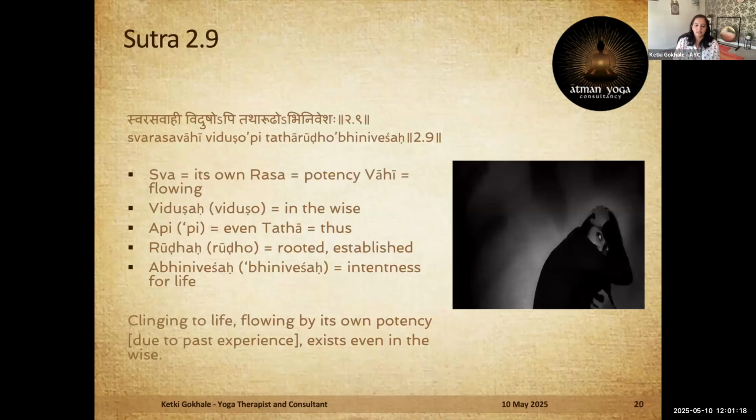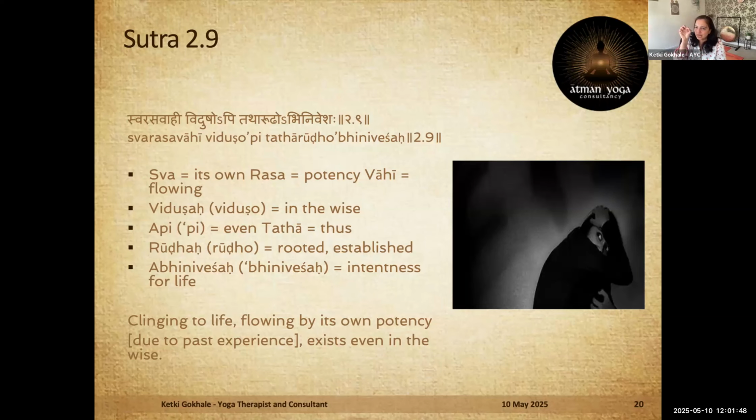And then the last klesha, abhinivesha. Swarasavahi vidushopi tatharudhobhiniveshaha. Swa, its own rasa, potence, its own swa. Rasa is the potency, and vahi, that is flowing.